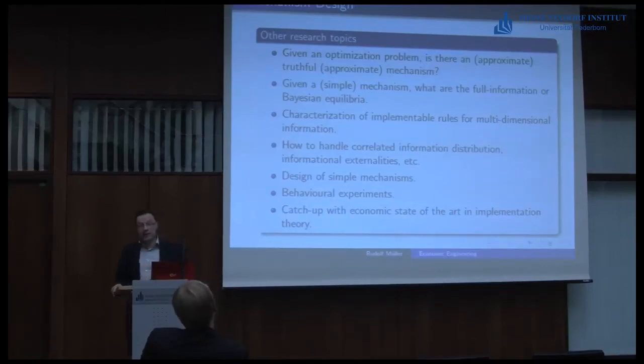Then we have a lot of research nowadays on, given a simple mechanism, what are the full information or Bayesian equilibria? What are other equilibria? Are there very bad equilibria? And so on. A complete characterization of implementable rules for multidimensional information is out of reach, missing. How to handle correlated information distribution, informational externalities, and so on. Overall, the design of simple mechanisms is a difficult topic.